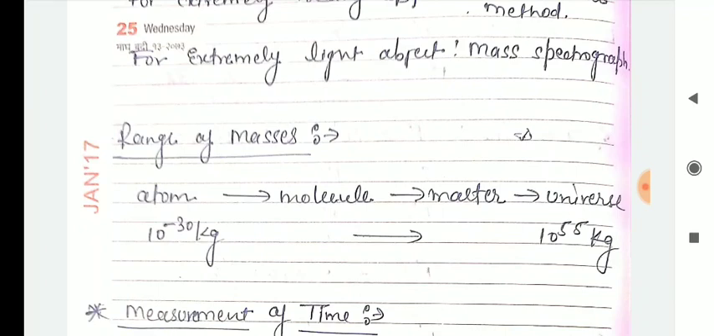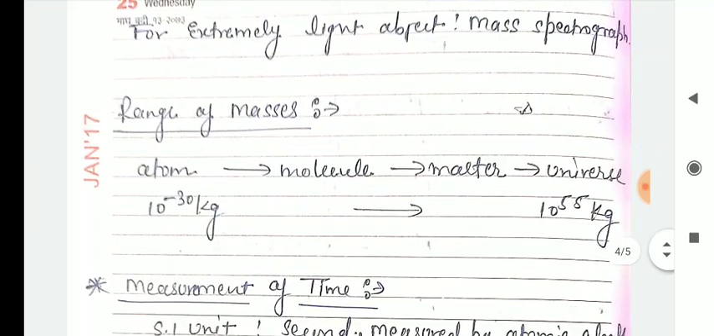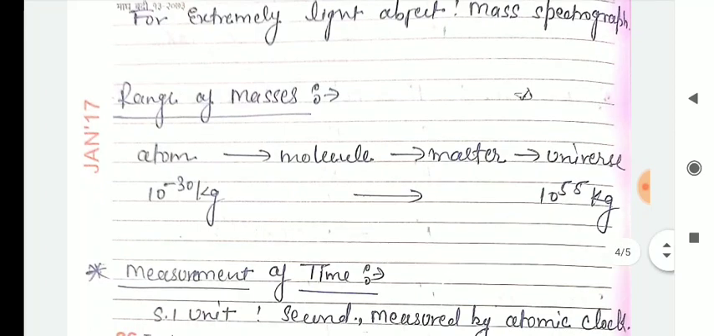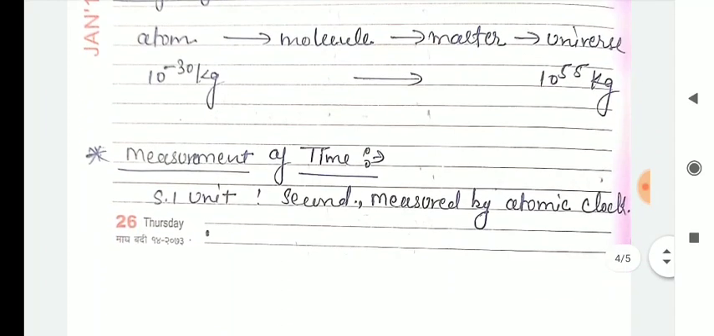Then many matters combined, or the collection of matters, is defined as the universe. So the range of mass, from atoms, starts from 10 to the power minus 30 kg, and moves up to the highest value, the mass of the universe, which is treated as 10 to the power 55 kg. So the range of mass is from 10 to the power minus 30 kg to 10 to the power 55 kg. That means from atom to the universe. That is a simple phenomenon.